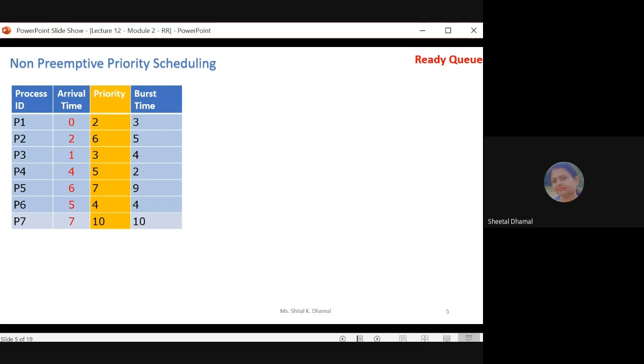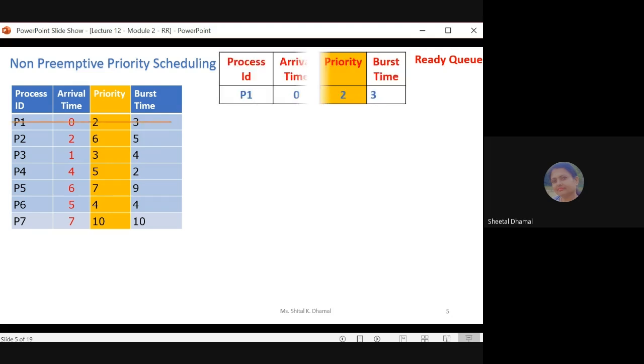Now here we will represent the ready queue. In the ready queue, we will show these entries: the process ID, that is the identification number given by an operating system to keep track of that process. Normally these are numbers, but for easy problem solving, here I am representing them as P1, P2 like this. But normally numbers are given in the exam.